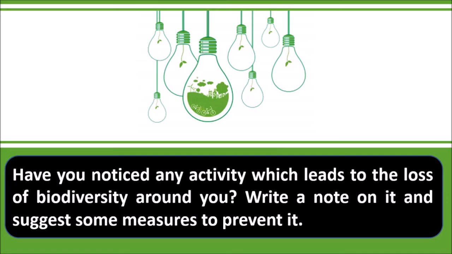So today's activity is, have you noticed any activity which leads to the loss of biodiversity around you? Write a note on it and suggest some measures to prevent it. Children, we have discussed all these causes for loss of biodiversity, which is damaging our earth. So, we are asking, have you noticed any such things which are damaging our environment around you? Did you notice that? But don't copy this from the internet. You just write your experience.